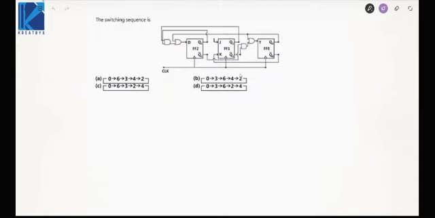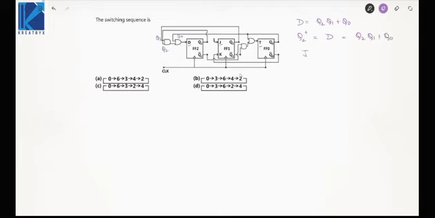Next problem. It is asking the switching sequence of the circuit. Here the first flip-flop is a D flip-flop, the second one is a JK, and the third one is a T. So what is the input to the D flip-flop? Here we are getting Q0, here Q2, here Q1. So D is basically Q2, Q1 plus Q0. We know that the next state of Q2 is basically equal to D. So that is Q2, Q1 plus Q0.